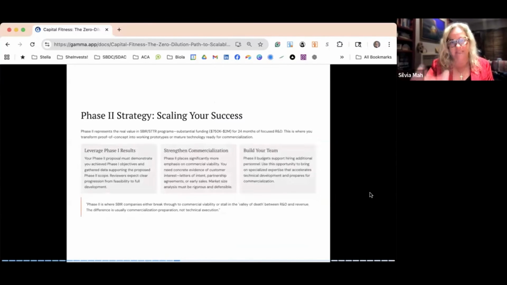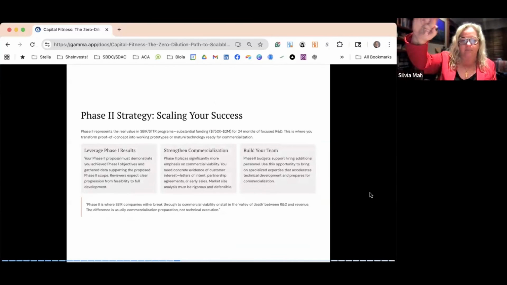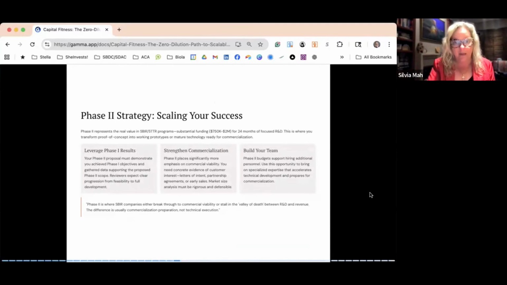Then phase 2 is scaling your success, right? Leveraging phase 1 results and making sure that the reviewers are expecting to see clear progression. And are you communicating that? That's one thing that sometimes with technologists, or somebody who's very tied to their product or research heavy, it's hard for them to communicate. So it's always good to work with a business writer or somebody in your network who can review that, because that communication needs to come through.